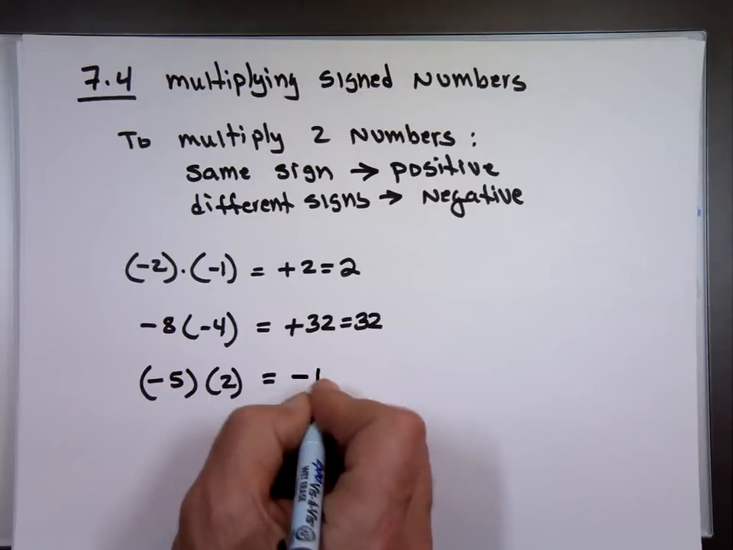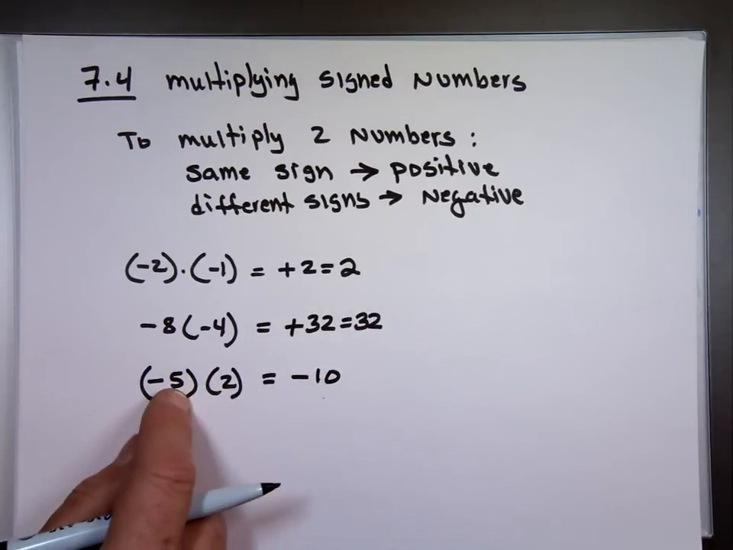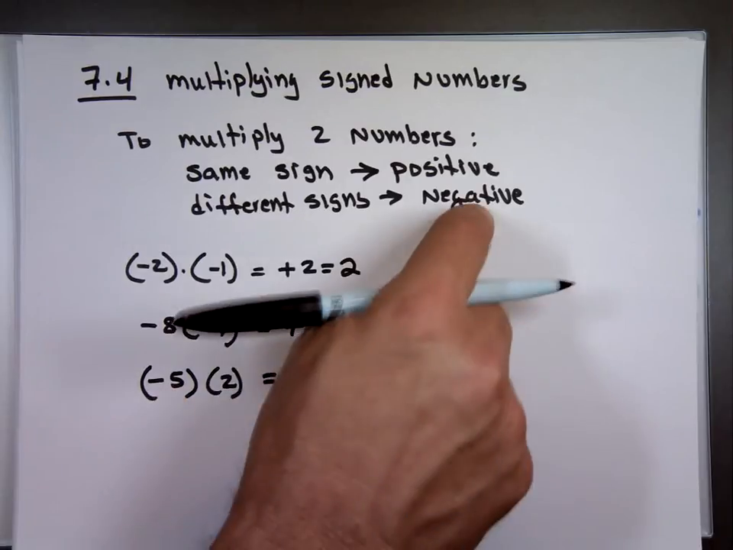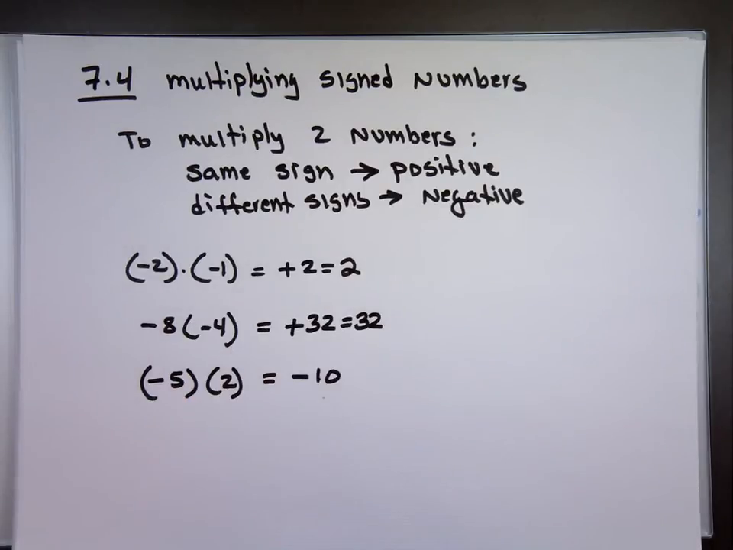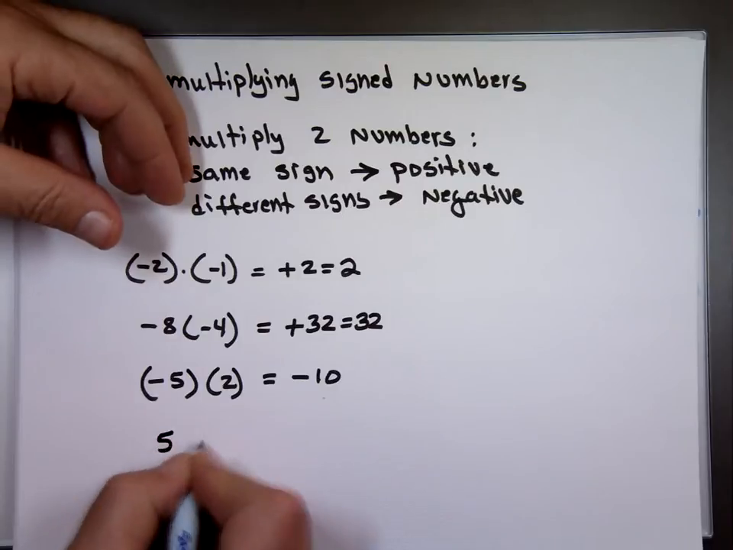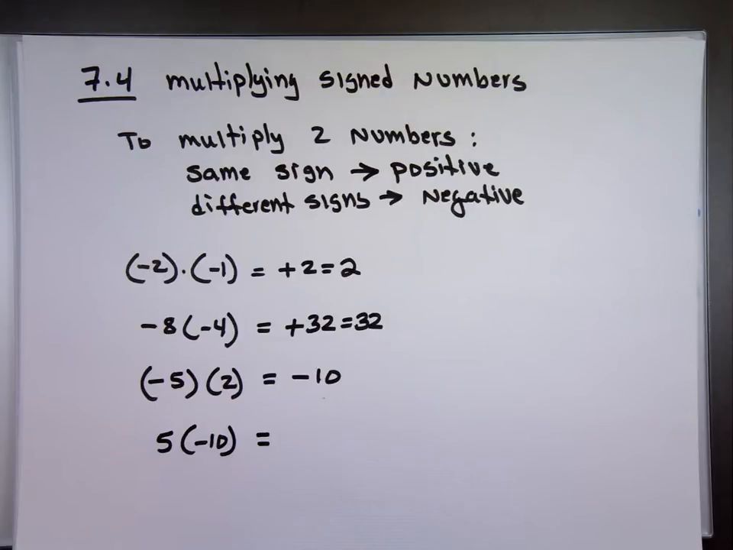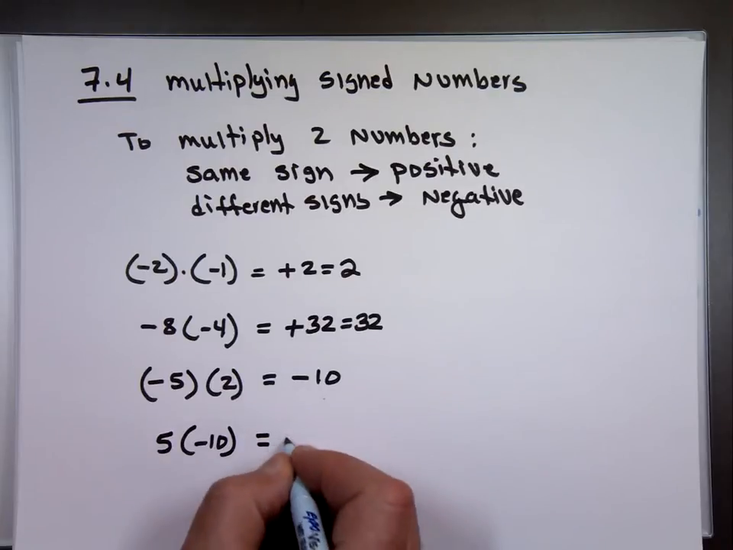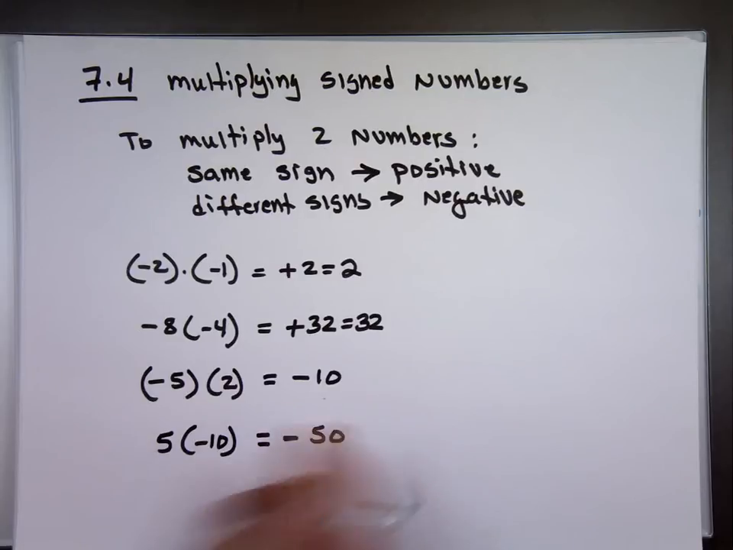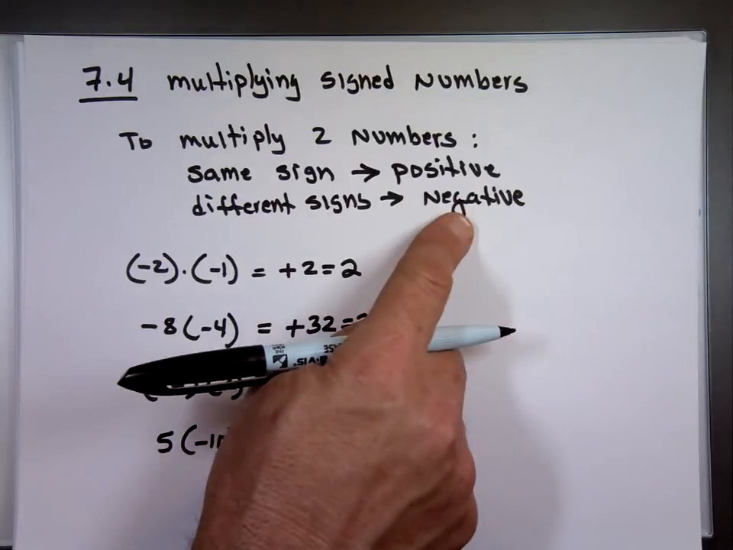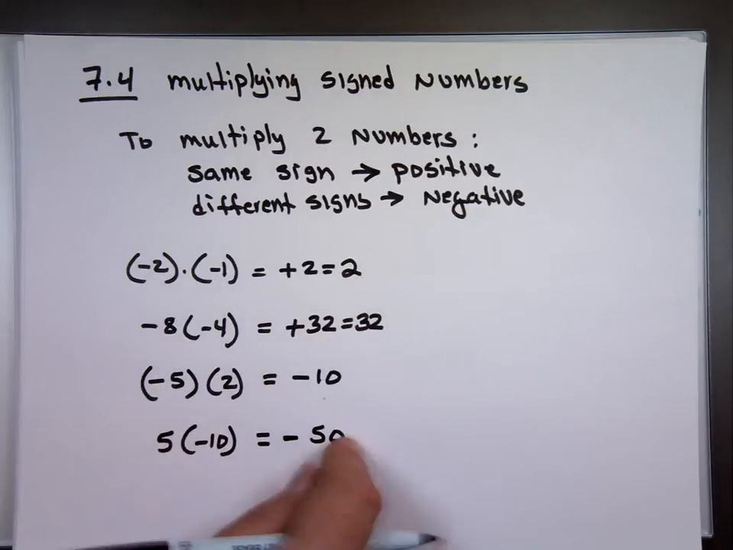Negative 10. Different signs, you multiply them. 5 times 2, 10, and the result is negative. Five times a negative 10. Try again. Negative 50. Different signs, the result is negative. 5 times 10, 50.